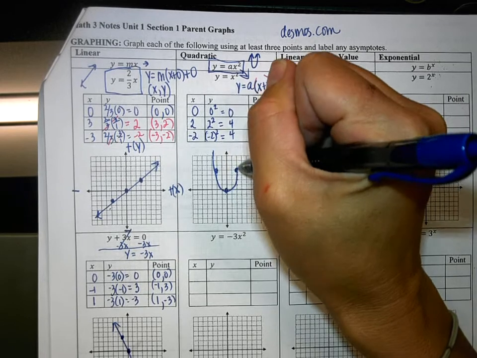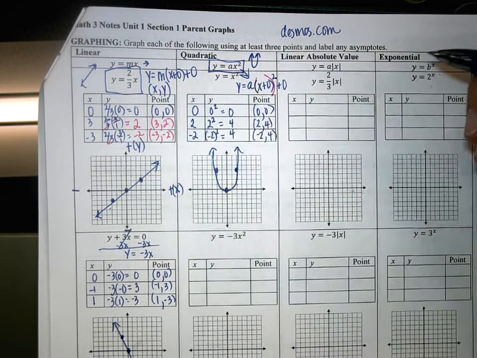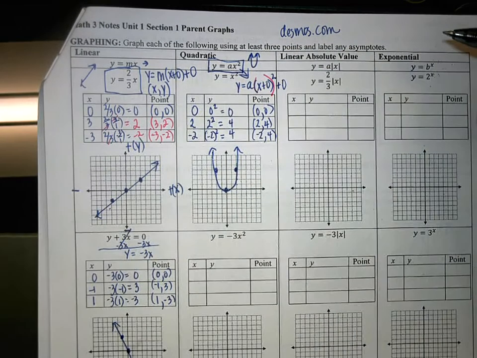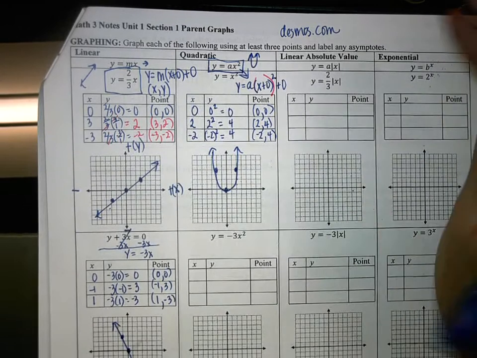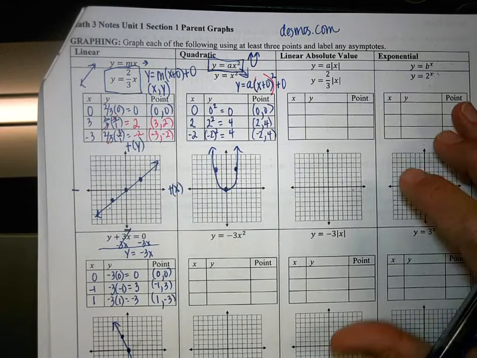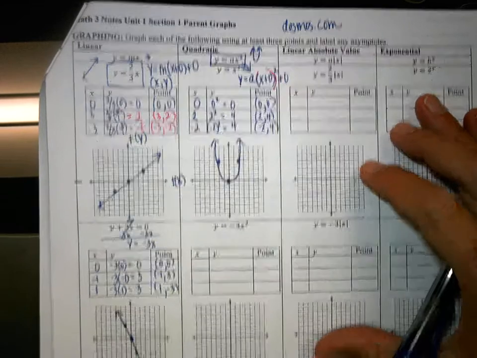If you didn't get something that looked like this, you'd want to go back and check your math to make sure you didn't do something wrong. Okay, questions there? All right, we're going to move down then.